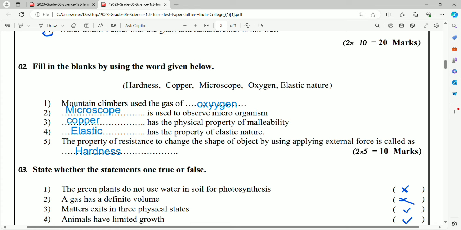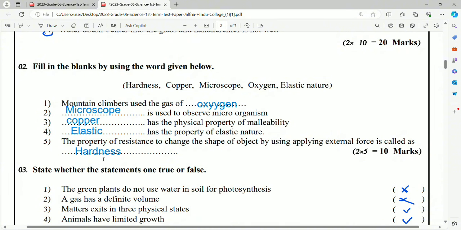Copper has the physical property of malleability. Malleability means the ability to be made into sheets. Ductility means the ability to be made into wires. Copper and aluminium wires are examples of ductility. Copper is an example of malleability. Then elastic nature: elastic has elastic nature.